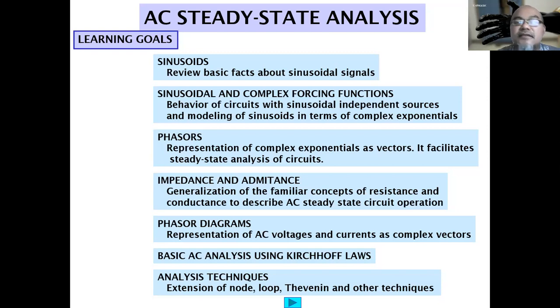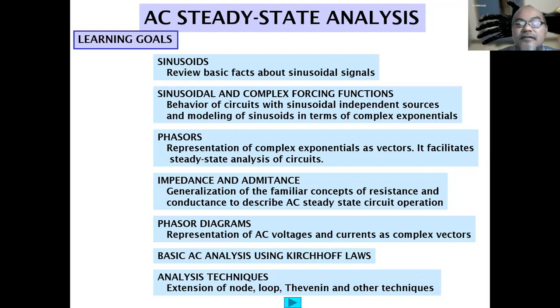Especially when the excitation source is not a constant DC source, but rather a sinusoidal source, then we deal with the steady state response of the circuit. How will the circuit respond when the current or voltage put into the circuit is AC, alternating current? The voltage or current source changes with time sinusoidally, either as a sine function or a cosine function. And we learn how the behavior of the circuit changes as a function of frequency.